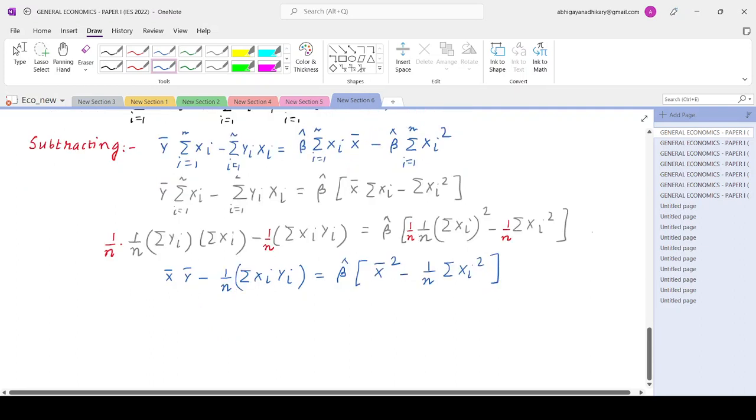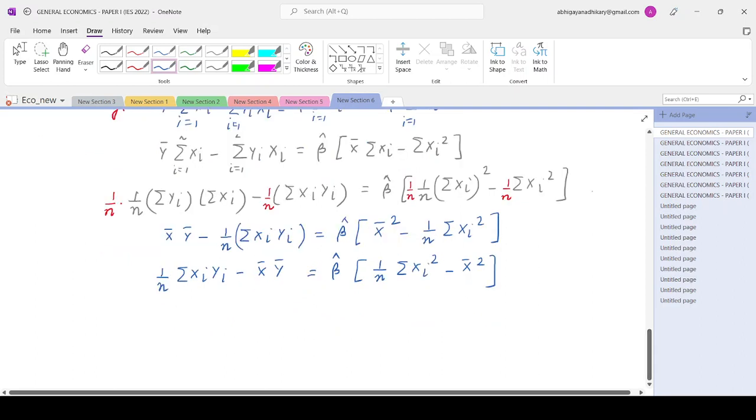Taking the minus common and cancelling from both sides, it is 1 by n summation xi yi minus x bar y bar, which is equal to beta hat times 1 by n summation xi square minus x bar whole square. Okay. Now, if you remember one thing, this is basically a simplified expression for covariance of xy. Okay, covariance of xy.